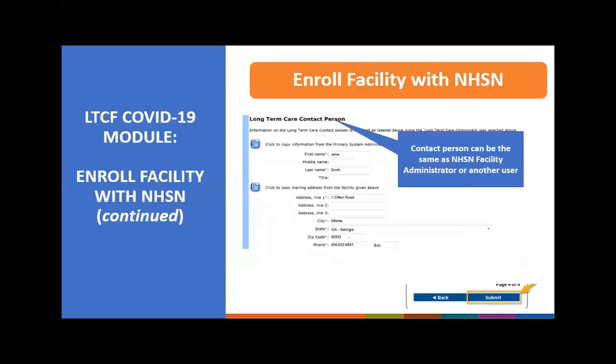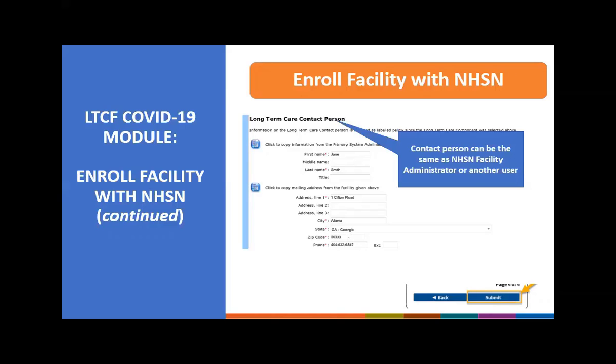Then you're going to be asked to enter the long-term care facility contact person. The contact person could be you, and that is okay. If it is you, you see this little icon to the left, you can click that again and it will populate your information that you've already entered. The same thing below. It will populate your mailing address, everything. So I recommend using that just to maintain accuracy.